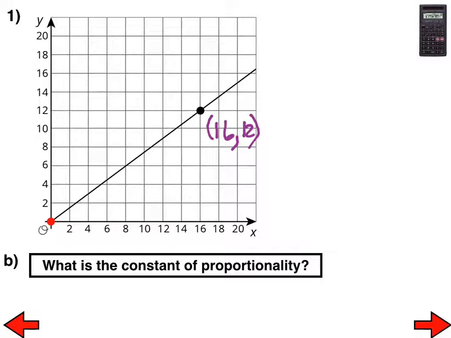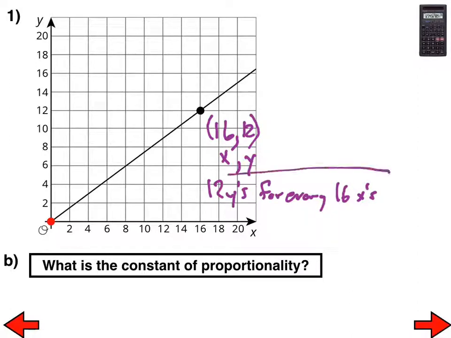Remember, anytime we have an ordered pair, the first number in an ordered pair is x, and the second number is a y. So what the graph is telling us with regards to that ordered pair is that there are 12 y's for every 16 x's. Now, why did I write the y's first and the x's second? Because that's how we work backwards in a table when we're trying to find it.